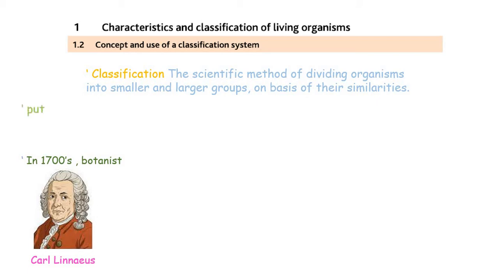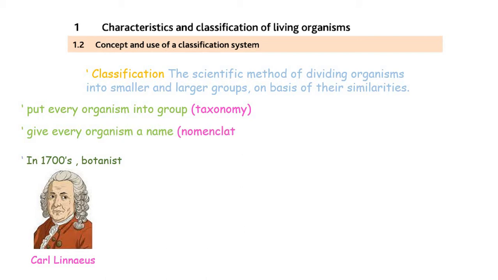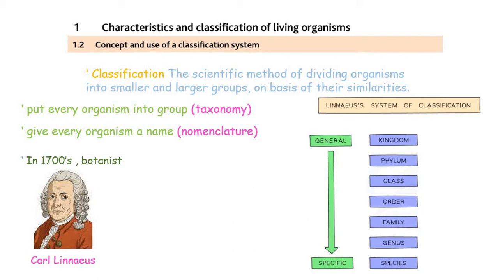He believed that he could put every organism into a group, which is the science of taxonomy, and could even give them a name, which is the science of nomenclature. Now, this is the linear system of classification, which starts from kingdom and ends with genus and species. Note, we do not have to look at each one of them. We will discuss the kingdom, phylum and class, but currently we'll discuss genus and species, which are used in order to make a binomial name.